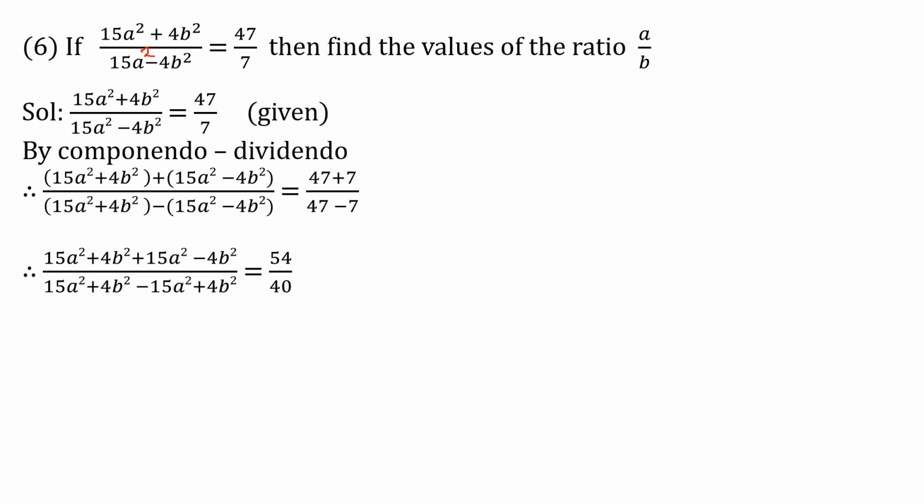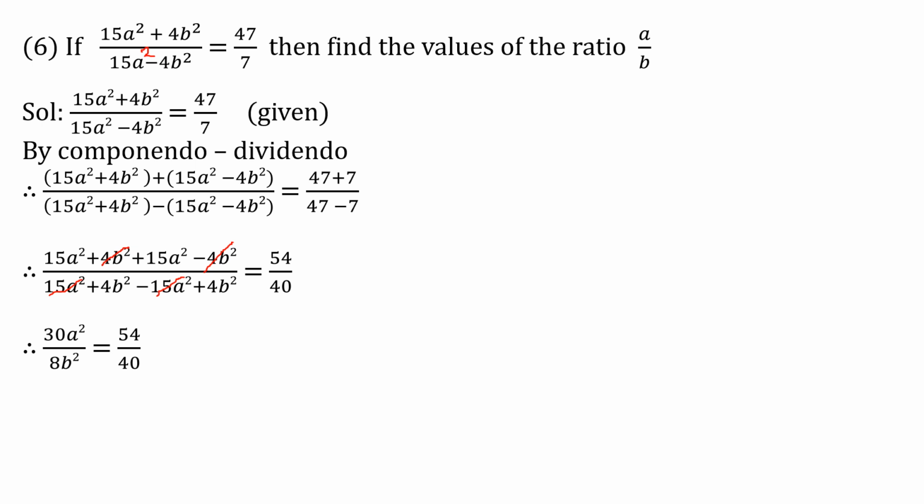Okay, now let's remove the brackets. When you open the bracket, what will happen? You'll get 15a square plus 4b square plus 15a square minus 4b square upon 15a square plus 4b square minus 15a square plus 4b square equal to, when you add, 47 plus 7 is 54, and 47 minus 7 is 40. Now student, you can see opposite sign variables will cancel. So you will remove them, and down the 8b square terms remain. Okay. So now 15a square plus 15a square, you'll get 30a square. So next step you get, therefore 30a square upon 4b square plus 4b square will become 8b square equal to 54 upon 40.